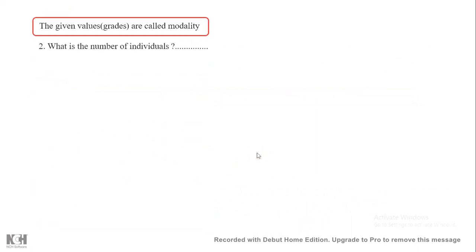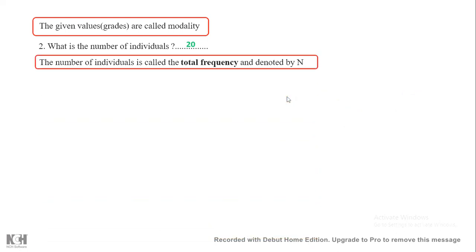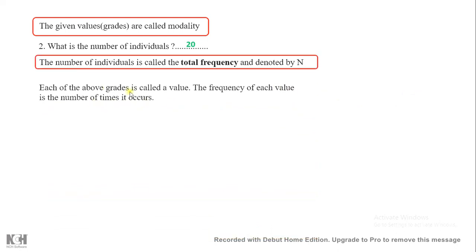The given values or grades are called modalities. We use this word for the grade. What is the number of individuals, which is 20? The number of individuals is called the total frequency, denoted by the letter N. Each of the above grades is called a value. The frequency of each value is the number of times it occurs.